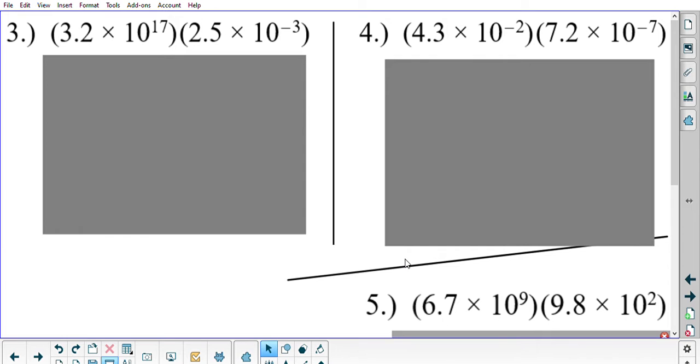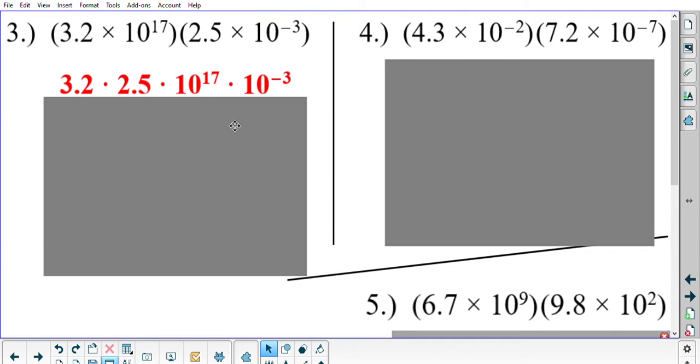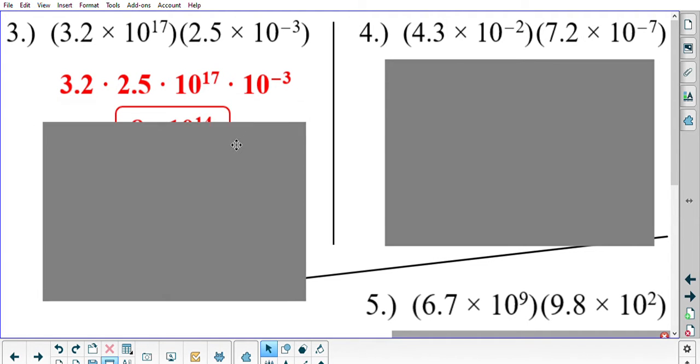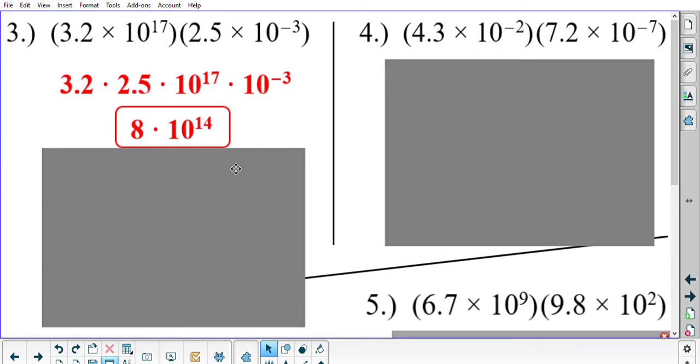All right, I hope you've already done numbers 3, 4, and 5. If not, you better hit pause now. So here we go. We're going to use the commutative property, and then 10 to the 17th times 10 to the negative third would be 10 to the 14th.